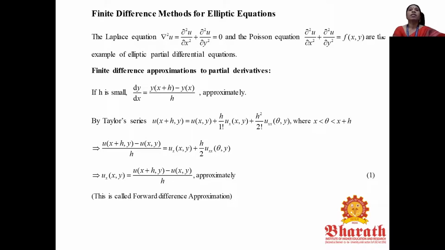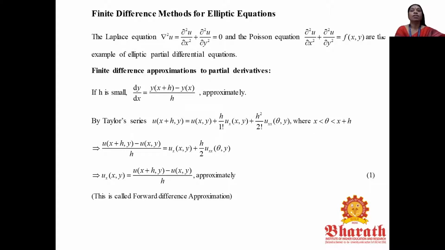Now next is the finite difference method for elliptic equation. So the Laplace equation del square u is equal to dou square u by dou x square plus dou square u by dou y square is equal to 0, and the Poisson equation dou square u by dou x square plus dou square u by dou y square is equal to f are examples of elliptic partial differential equations. So always the partial derivatives will be denoted by dou, by the operator dou.